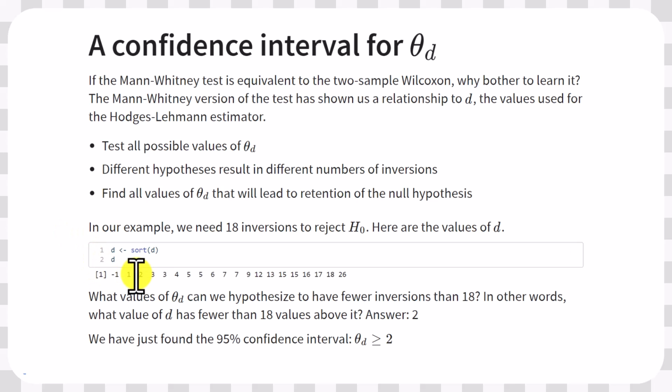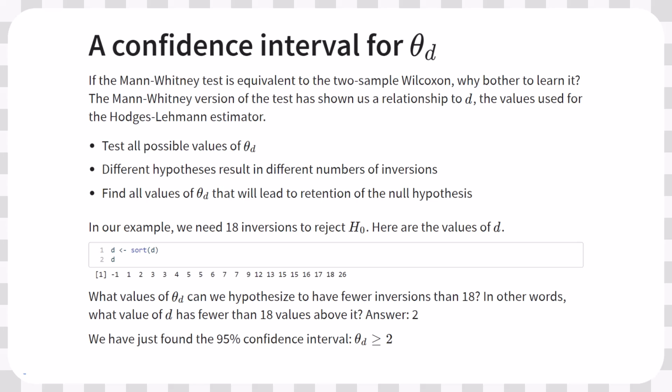What about if I hypothesized 1.9? Now, 1.9 is not even a possibility here. I'm not actually looking at that degree of precision, but I want to make a point. If we hypothesize 1.9, how many inversions do we have? We would have 18 inversions, 18 values. So 1.9 could be rejected. The boundary, the cutoff point here is that 2. So we've just found the 95% confidence interval. We do not reject for 2 and anything above.